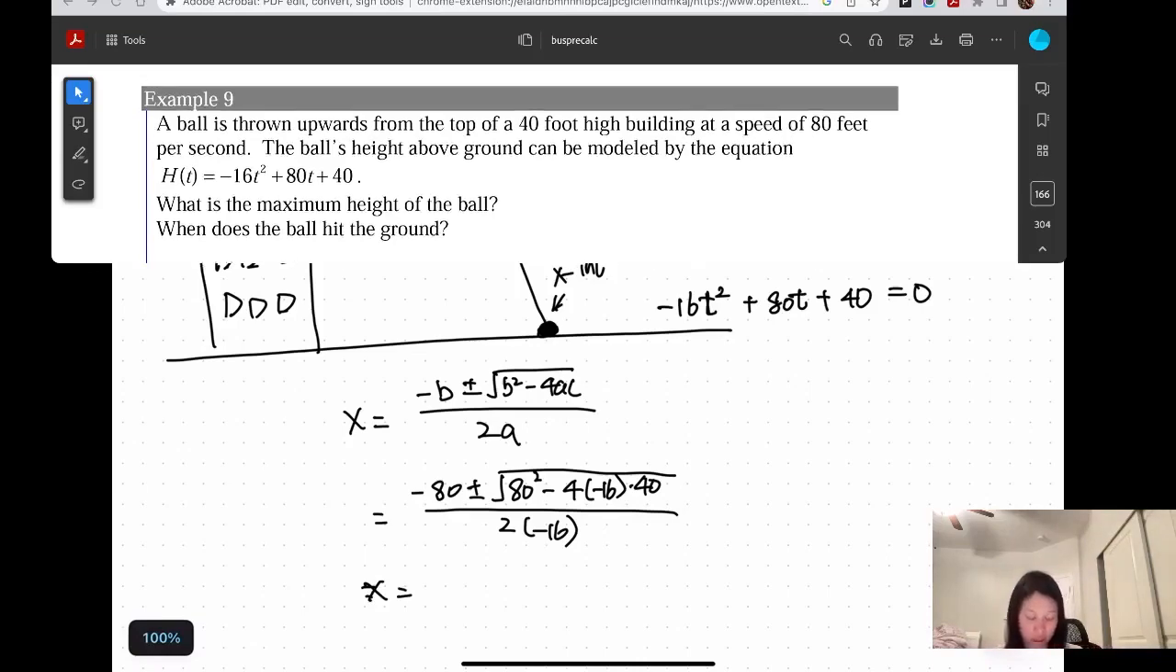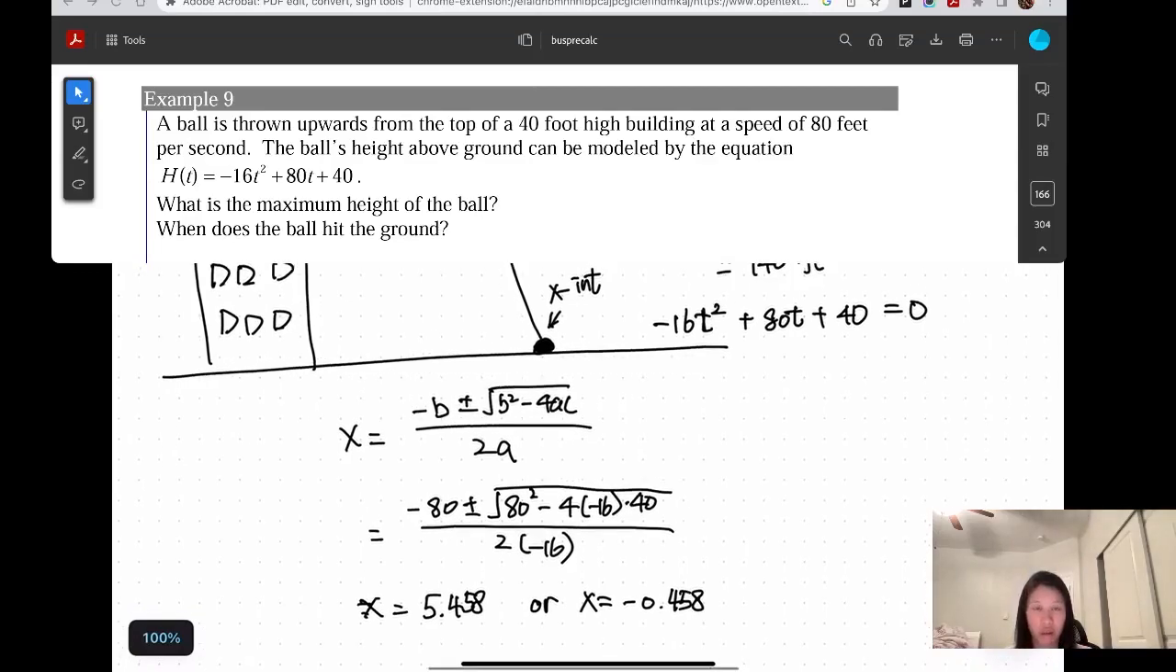When you use a calculator, you will end up with either x equals 5.458 or x equals negative 0.458. So what does x stand for? Well, x is our t. They just use a different letter, but they stand for the same thing: time, right? Can time be negative? No, so we need to get rid of this answer because we can't have negative time.